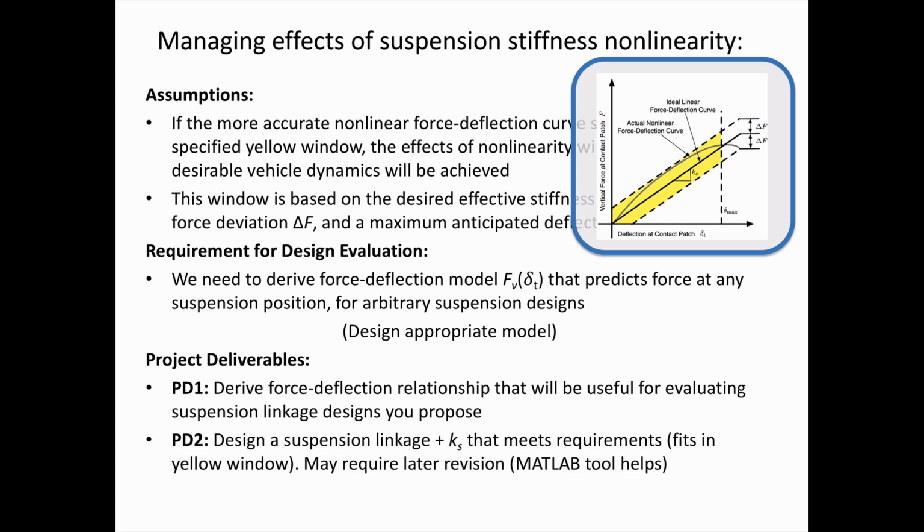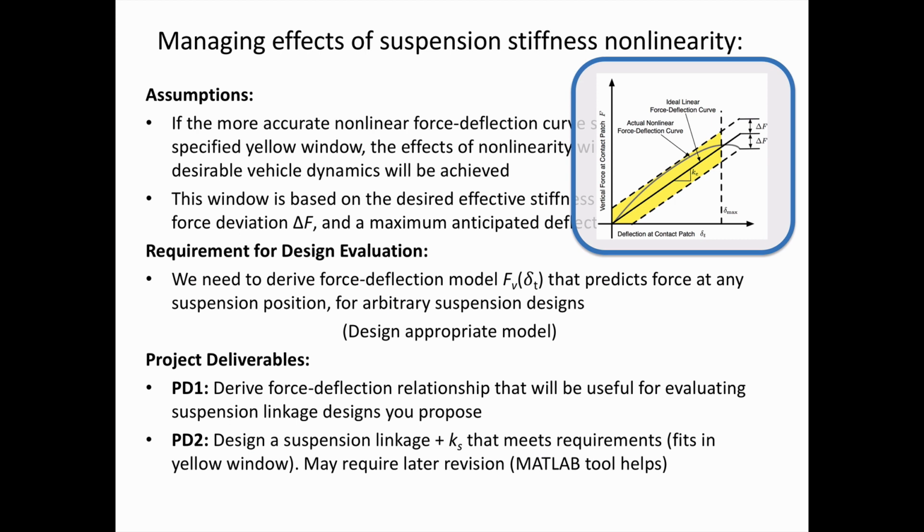So project deliverable number 2, this is where you take the model that you created for project deliverable number 1, and you actually do design. You can iterate on your design and use your model to see if your suspension falls within the required window. You're going to be designing the suspension linkage, and also you're going to be specifying a spring stiffness, the stiffness of the actual spring being used in the suspension, that will then meet requirements that get us this desired equivalent stiffness, and we fit the whole curve within the yellow window.